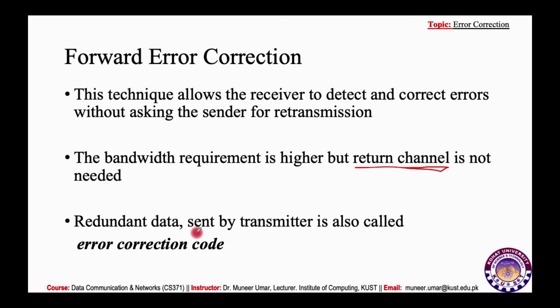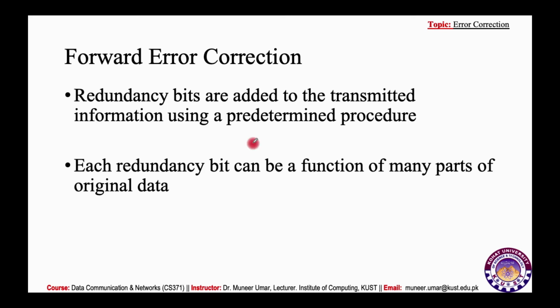Redundant data sent by the transmitter is also called error correction code. The additional data which is appended with the original data, as we know, is called redundant data, but for error correction we call that data error correction code. In the process of error correction, some predetermined procedures are adopted by the sender and receiver, and this predetermined procedure is used to calculate these redundant bits.